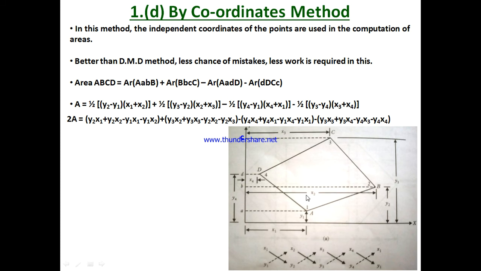A A' B' B, this trapezoid, plus the area of B B' C' C, minus the area of this trapezoid C D D' C', minus the area of this trapezoid D D' A' A. If I calculate all these values, I can easily determine the area of the required traverse. Now in this coordinate method, the area is calculated on the basis of the independent coordinates of the points, as we have used to determine the latitude and departure also.